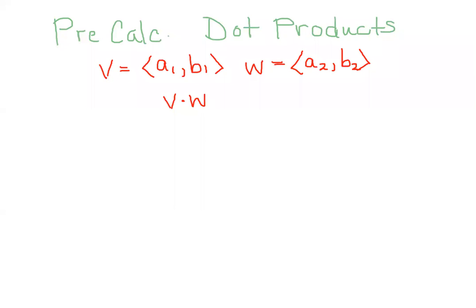So suppose we have two vectors, v is a1, b1, w is a2, b2. The dot product, v dot w, equals a1 times a2 plus b1 times b2. Those are just going to be numbers. The answer is going to be a number. So let's look at a couple examples here.